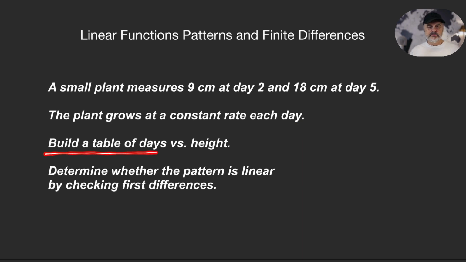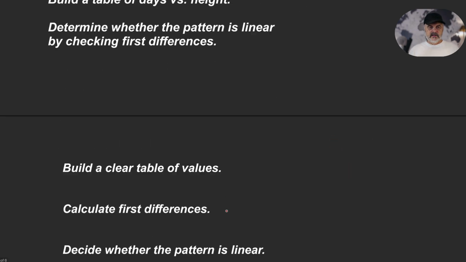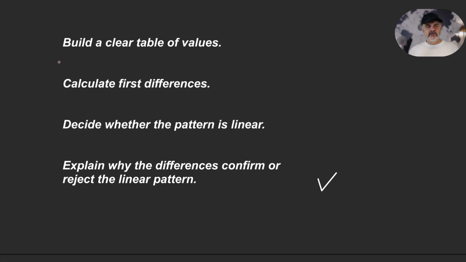So the objective here is build a table of days versus height and determine whether the pattern is linear by checking finite differences. So far, the question provides day 2 and the height, and then day 5 and a different height. So at least we can start with those 2 points, and by observing that the rate of change is constant, we can fill in the missing days. For example, day 1, 2, 3, 4, 5. Okay. So this is what we have to do.